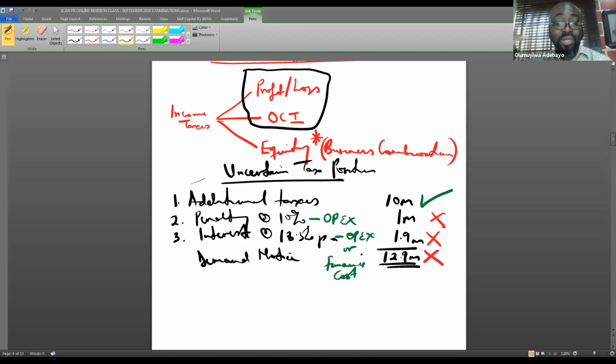Alongside it, there was a penalty of 1 million and interest of 2 million. Those are the pieces of information they'll give you. They now expect you to adjust for it in the financial statements. Though all of the adjustments will impact your performance for this year, they must be presented separately. 10 million will be presented within income tax adjustments. 1 million will be presented as an adjustment to your administrative expenses, while 2 million will be an adjustment to your administrative expenses or your finance costs, depending on the policy of the company.